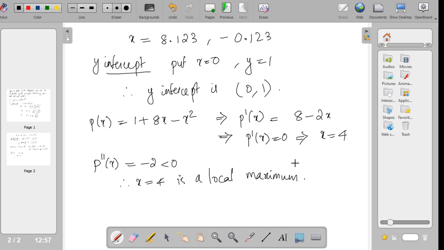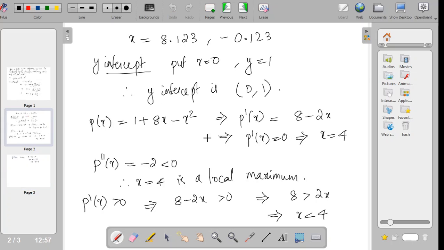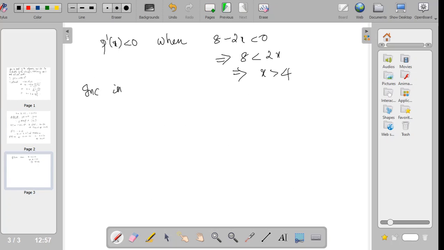Next we need to see where the function is increasing and decreasing. So p dash of x is greater than 0 when 8 minus 2x is greater than 0. So that implies 8 is greater than 2x, or x must be less than 4, and p dash of x is less than 0 when 8 minus 2x is less than 0. So that implies 8 is less than 2x, or x must be greater than 4. So the function is increasing in minus infinity to 4, and it will be decreasing in 4 to infinity.